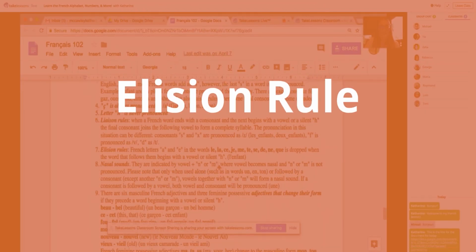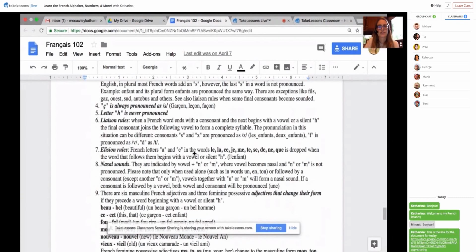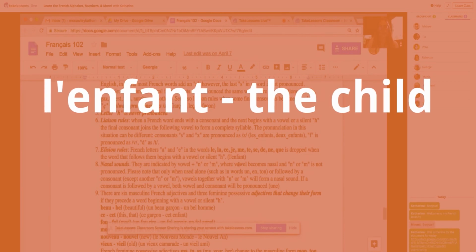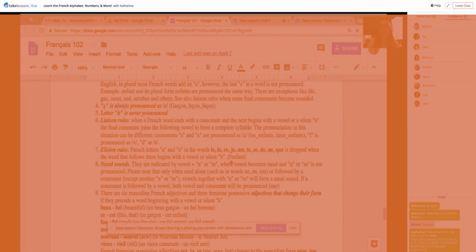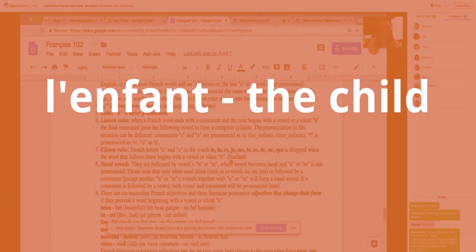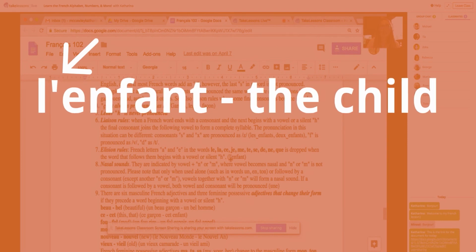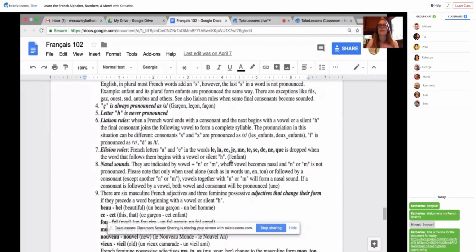Then we have any French letters like an A and an E in the words le, la, ce, je, me, te, se, de, ne, and que. Whenever you have these and you notice that the next word starts with a vowel, then the last vowel is dropped and you just do a little apostrophe and you connect the other word. L'enfant, the child, would actually be le enfant. Le is male. And because you have an E and an E coming together, you cut off the E and replace it with an apostrophe, l'enfant. And that's again just that it sounds better. Le enfant doesn't sound as good as l'enfant.